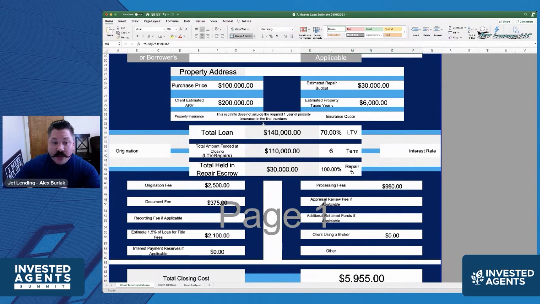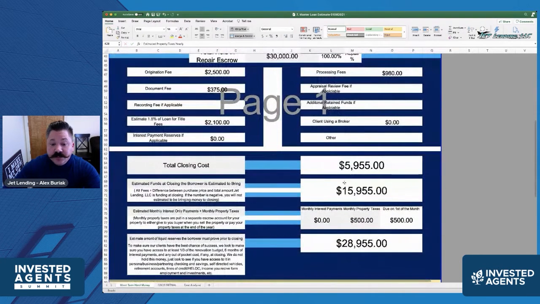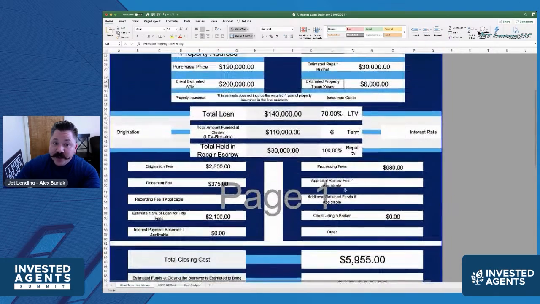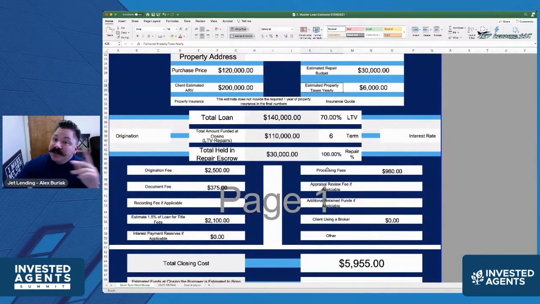And I'm going to show you why. If you were to buy this house at 120, you're out of pocket now $15,955. So just a simple swing in how you bought it dictates what your out-of-pocket costs are at closing.